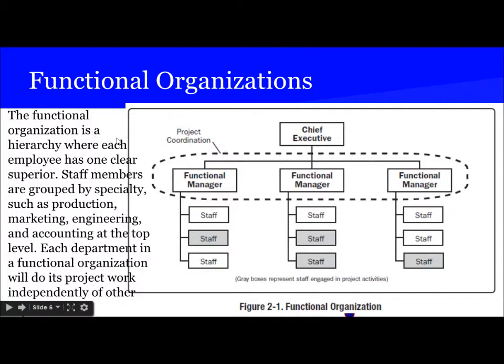The functional organization is a hierarchy where each employee has one clear superior. Staff members are grouped by specialty such as production, marketing, engineering, accounting at the top. So this can be marketing, engineering, or accounting. And under them, each has staff members who are specialized in that particular functional area. Each department in a functional organization will do its project independently of the other departments.